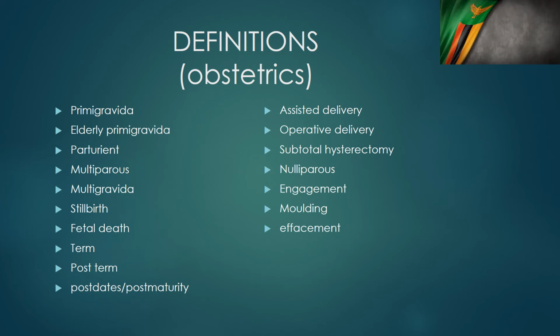Molding of the fetal head is the change in shape of the fetal head that happens to accommodate the fetal head going through a rigid maternal pelvis. So the bony pelvis is rigid, and the fetal head has to change its shape to maneuver through the maternal pelvis. That is what is called molding.